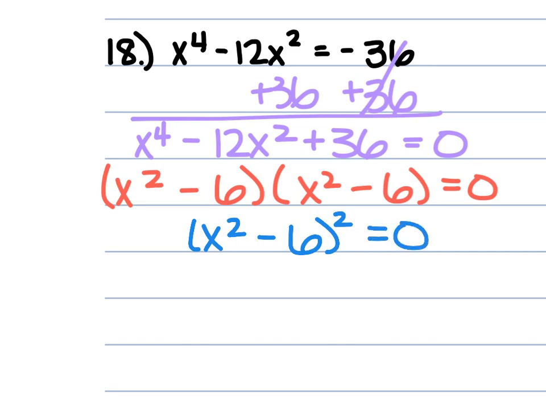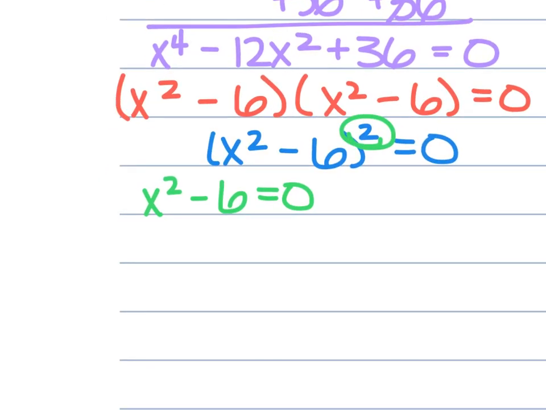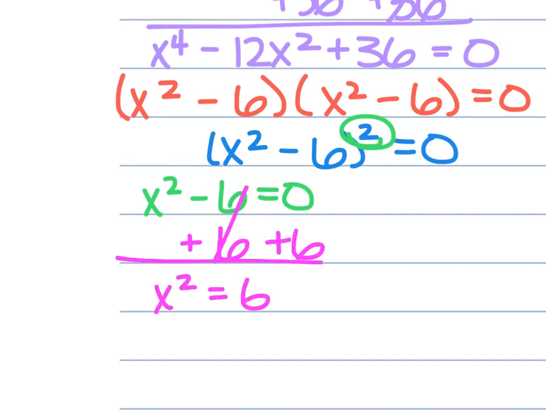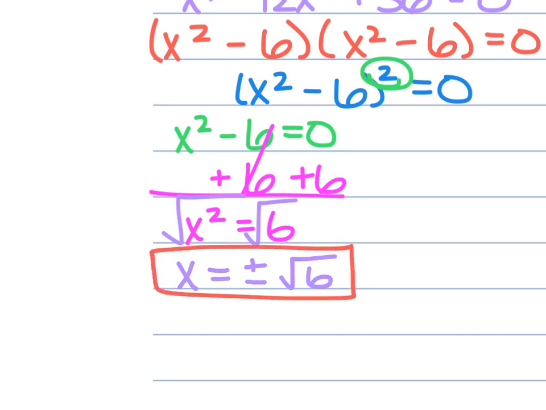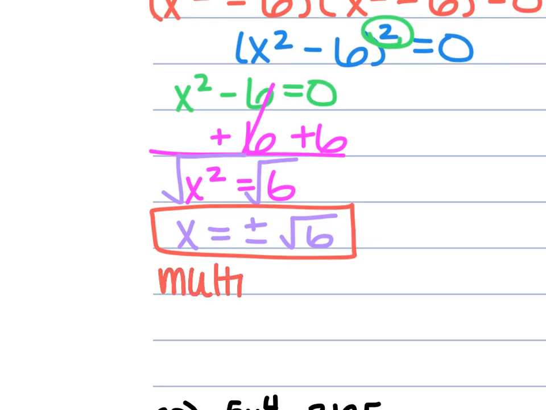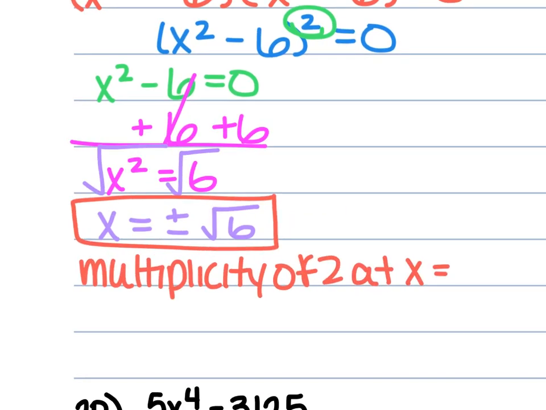Solve for one of these, so x squared minus 6 is equal to 0. Remember that it's squared though. So when you solve these, you're going to add 6 to both sides. Then you have x squared is equal to 6. Take the square root of both sides. When you take the square root, you have to include the positive and the negative of that. You can't take the square root of 6, so you leave it plus or minus the square root of 6. Remember that you have a multiplicity of 2 at this. So your roots are plus or minus the square root of 6, as well as a multiplicity of 2 at x is equal to positive or negative square root 6.